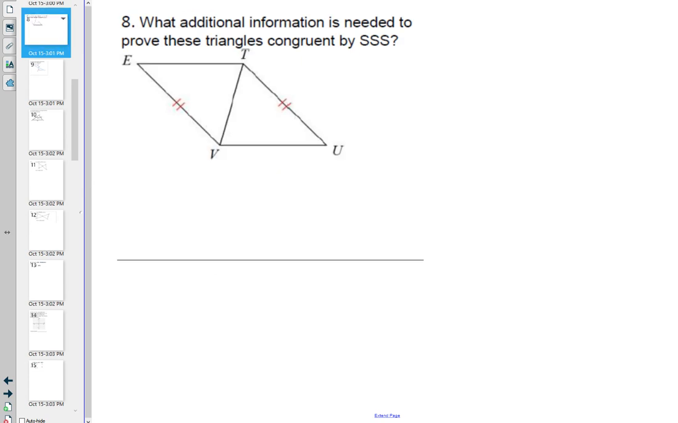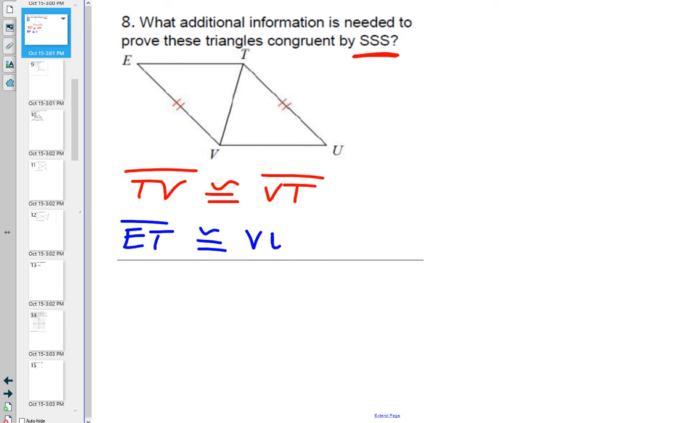What additional information is needed to prove these triangles congruent by side, side, side? So they're telling us what shortcut we would need. They've already told us that side EV is congruent to TU. So side TV would have to be congruent to itself. Usually they'll write it like that, like backwards. What property allows us to say that something is congruent to itself? Reflexive, yeah.